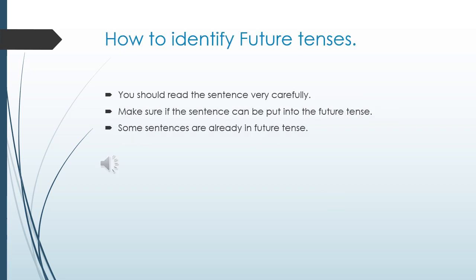On this slide, we are talking about how to identify future tenses. You should always read the sentence very carefully, because if you do not read it carefully, you would not know where to change your future tenses. This will help you really to understand where to change it. Make sure if the sentence can be put into the future tense, that it also makes sense when you put it into the future tense. You cannot just change the words, you must also make sure that your sentences make sense. So when you change it to the future tense, the rest of the paragraph should also make sense.